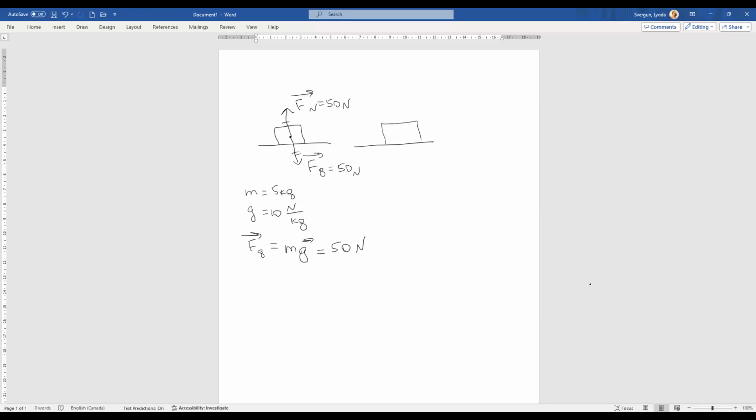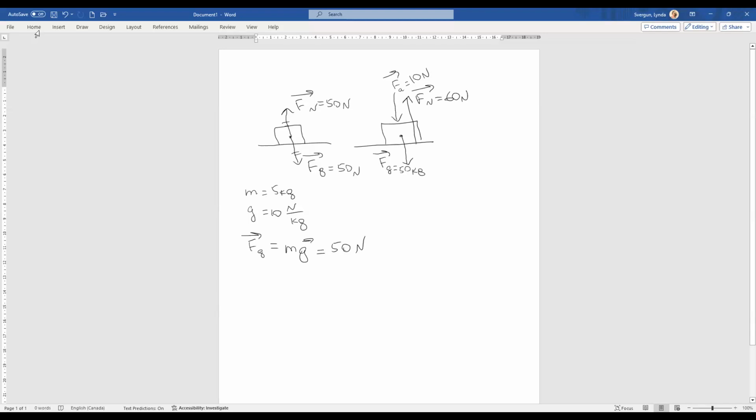So what will happen if you push or pull on the object? If you push with an applied force of 10 newtons, your force of gravity is the same. It doesn't change because it depends only on the mass of the object. But you also have this applied force in the same direction, down. So the normal force, the force of reaction from the surface, will be 50 plus 10, so 60 newtons. So F normal is bigger, 60 newtons. Okay, so you're pushing, two vectors in the same direction, force of gravity and applied force.